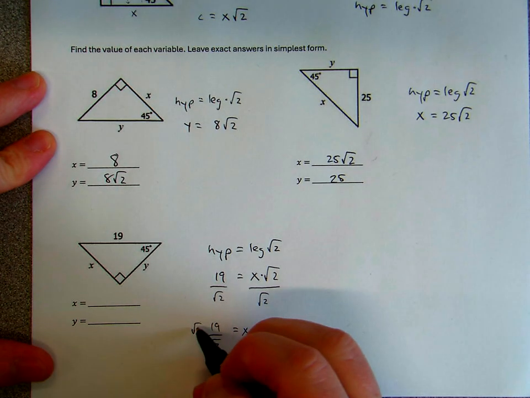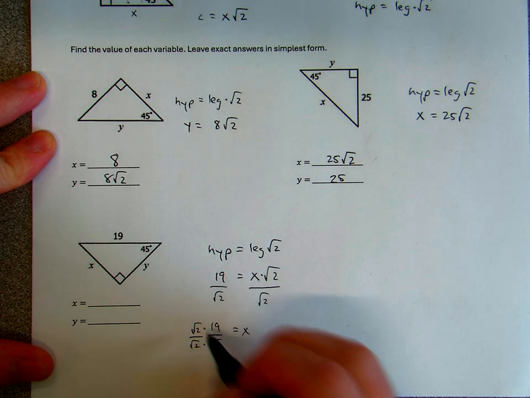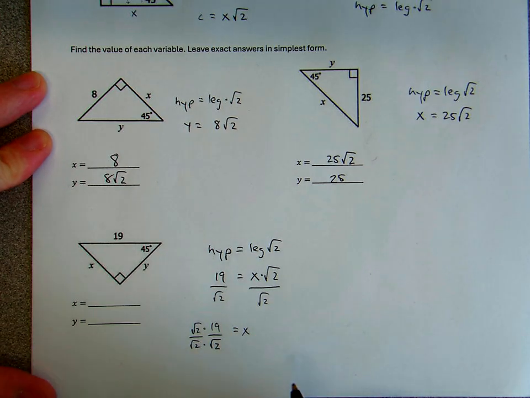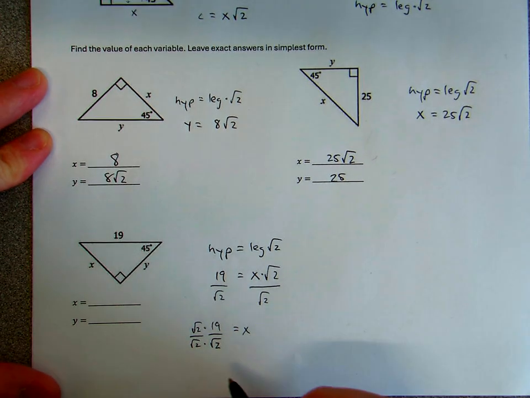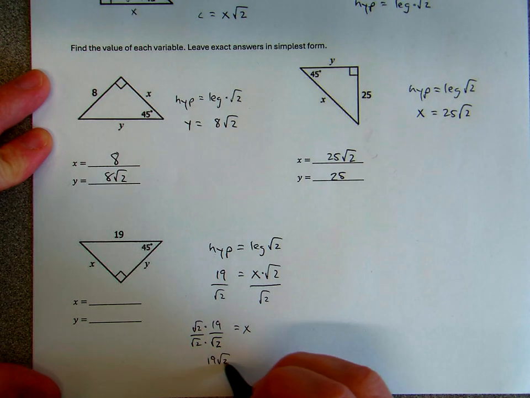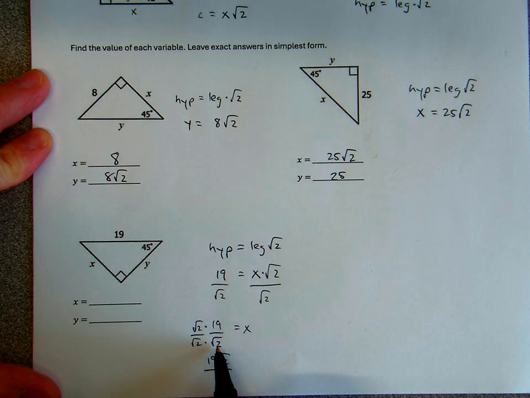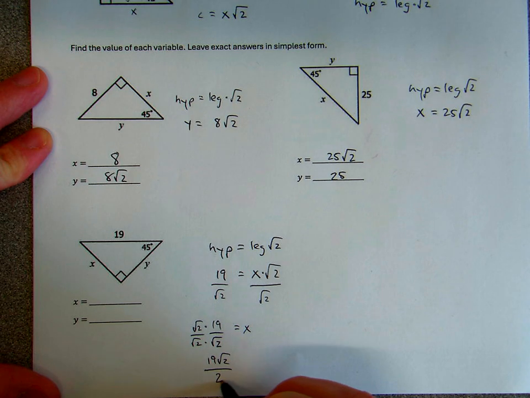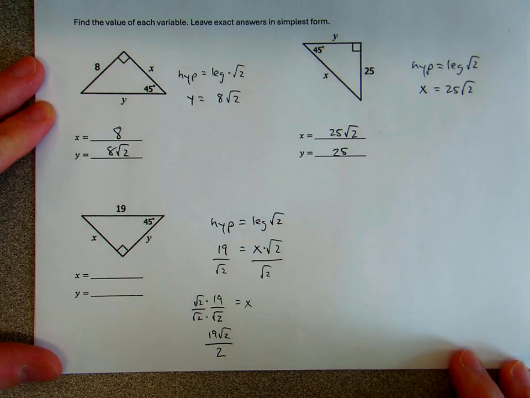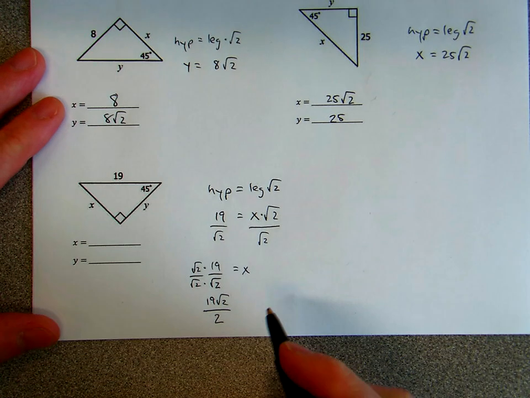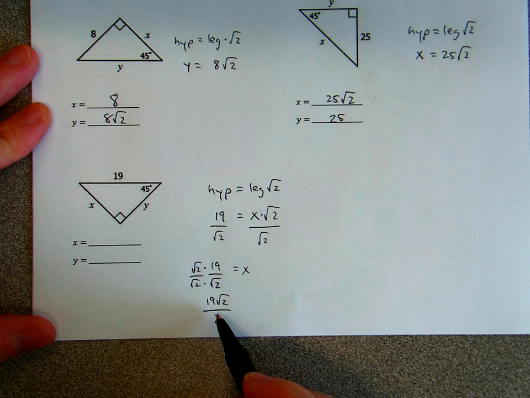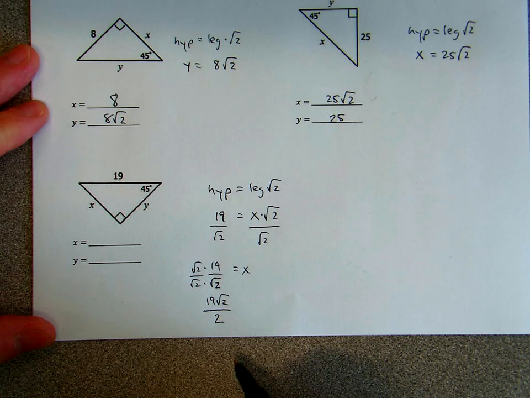So if we rationalize the denominator, right, multiply the top and the bottom by square root of 2, then this would give us 19 square roots of 2. Square root of 2 times square root of 2 is square root of 4, which is 2, right? That's the whole reason we multiplied by square root of 2. And we have no root in the denominator. 19 over 2 does not reduce, and we can't reduce roots and non-roots. So this is as simplified as this is going to get, right?